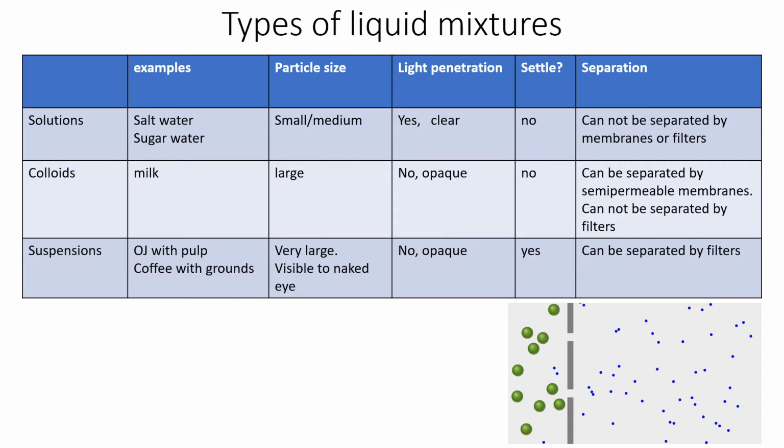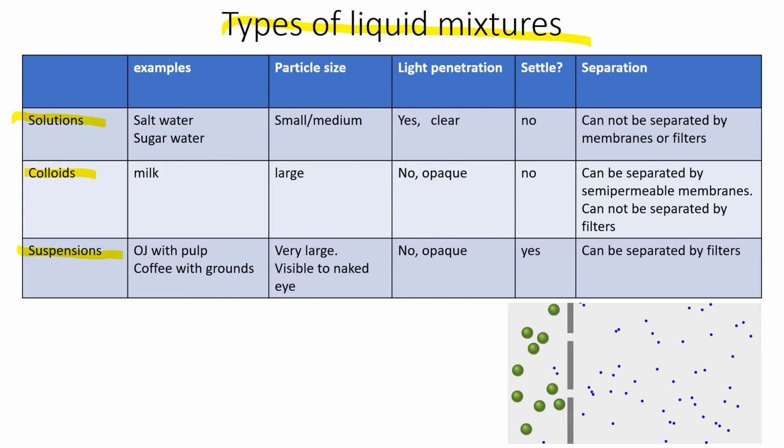Next thing we want to talk about is, besides solutions, there's a couple other types of liquid mixtures that we want to briefly discuss. We're going to do this in a table format. There are 3 different types of liquid mixtures: solutions, colloids, and suspensions. As we go through these, you want to think about a key example of each, something that you're familiar with, because that's going to help you understand the various properties that each one of these mixtures has.